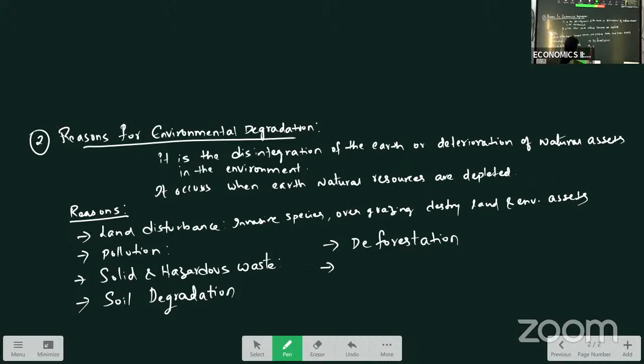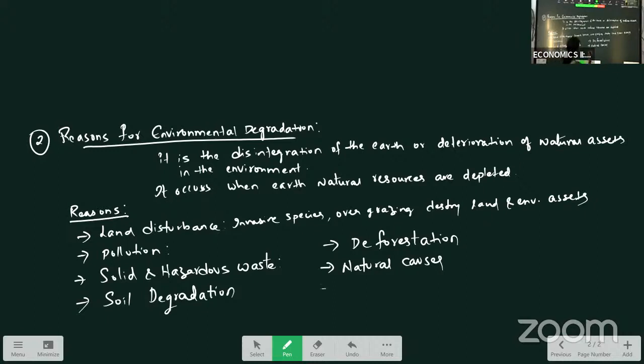Another reason for environmental degradation is natural causes. Natural calamities like floods, tidal waves, earthquakes, tsunamis, wildfire. These all have immediate as well as long-term effects on nature. When the earthquakes, tsunamis, floods are coming, most of the waste will be released in the environment. So that all will cause damage to the environment.